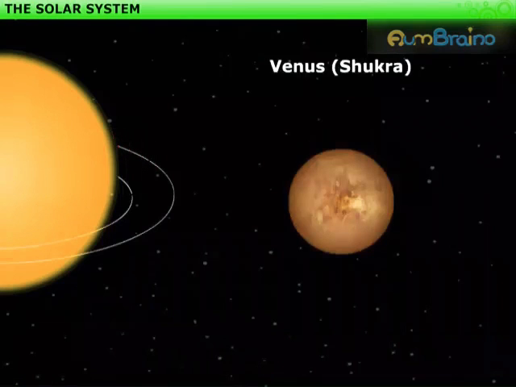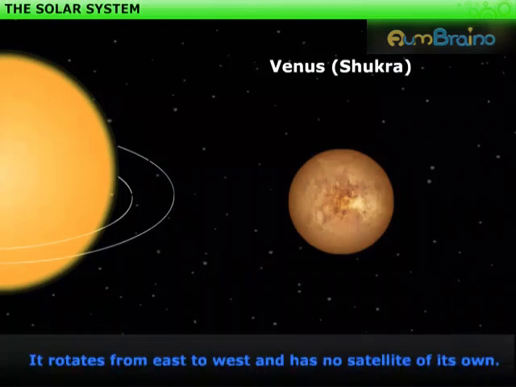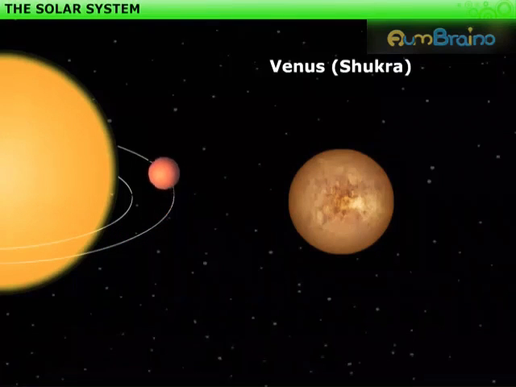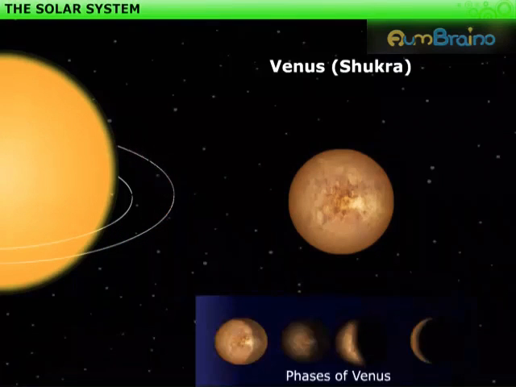Venus, or Shukra. Sometimes, it appears in the eastern sky before sunrise, and sometimes in the western sky after sunset. It rotates from east to west, and has no satellite of its own. Venus shows phases, just like the Moon.